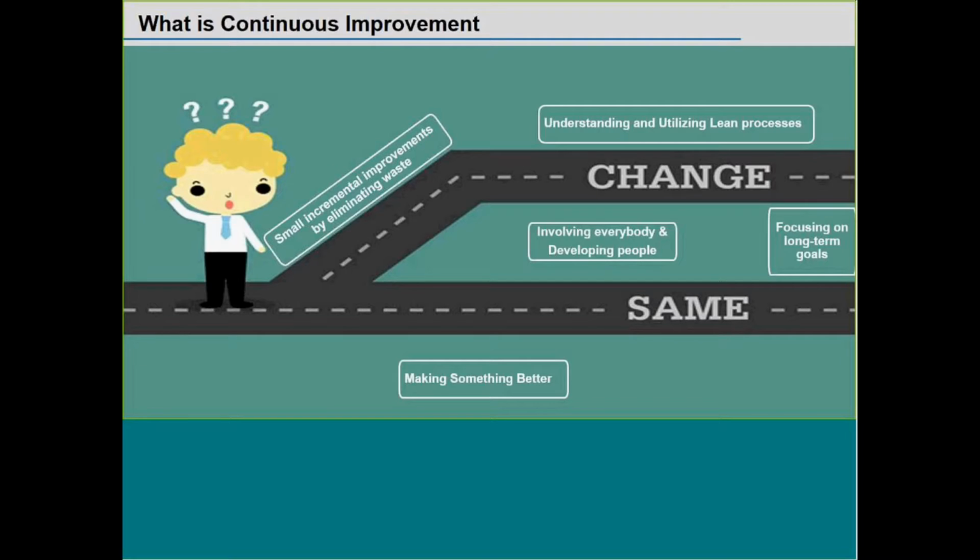Lean thinking trains us to start to see the little things within our tasks that slow us down from completing our task at hand. Continuous improvement is understanding and utilizing the lean processes that we will learn in this course and that you can develop over time. Lean thinking and implementing it in continuous improvement is about involving everybody within the process. We need to develop everyone within an organization, from the highest level executives to all employees that fall under them.